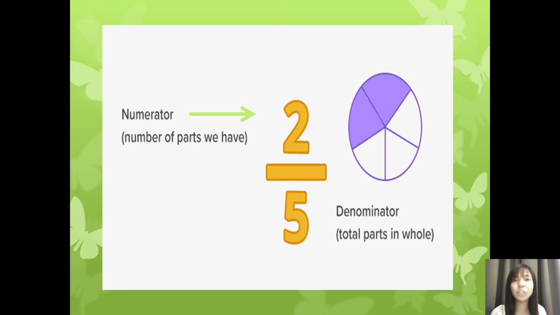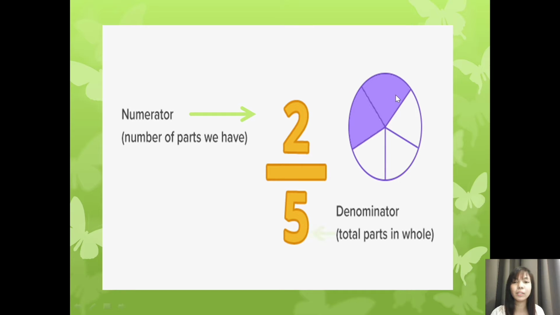Everybody say numerator. N-U-M-E-R-A-T-O-R. Numerator. It is the number of parts that we have. Alright? So how many parts do we have? 2 shaded parts. Okay. Next, the one here is 5 because the circle is divided into 5 parts.